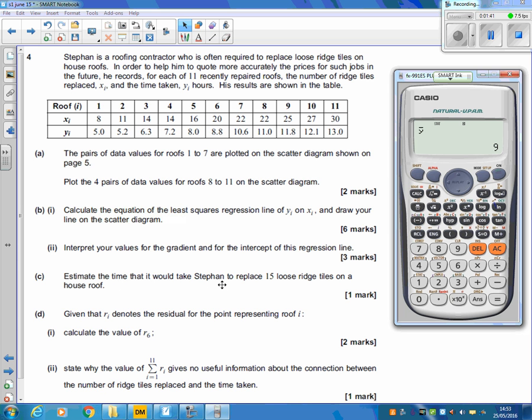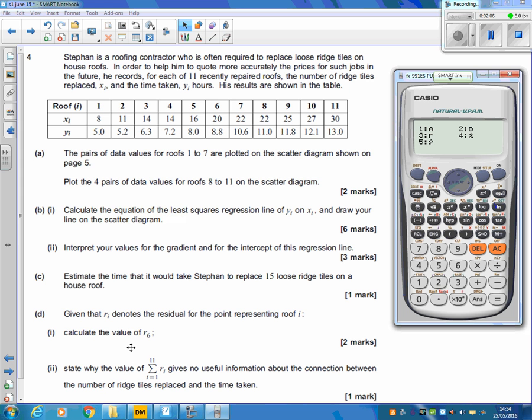How long would it take Stephen to replace 15 loose tiles? You'd put 15 into your formula, 15 times the 0.405 and add to that. Tapping in the 15 gives you 7.379.